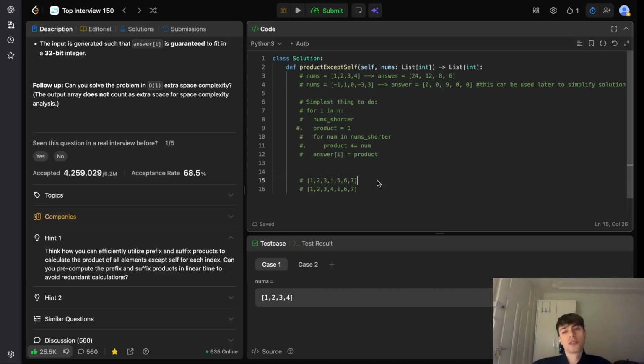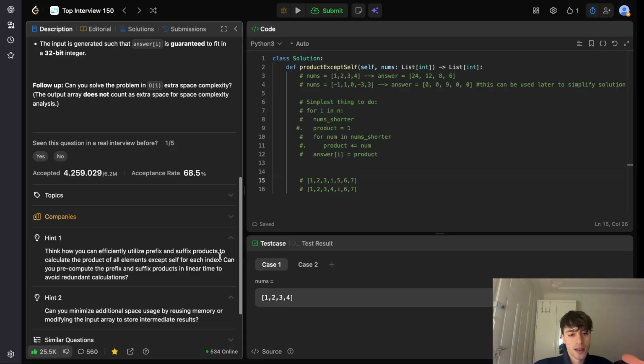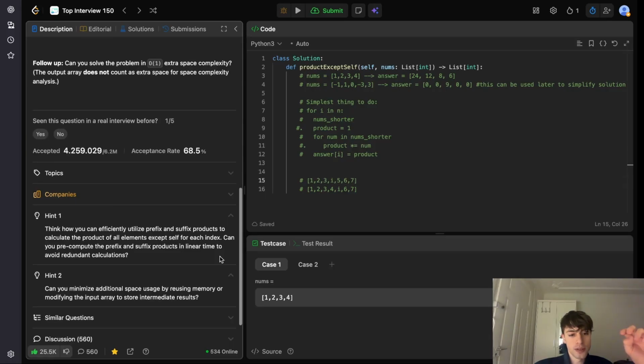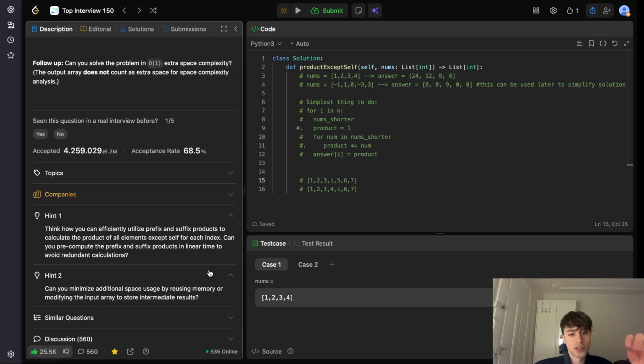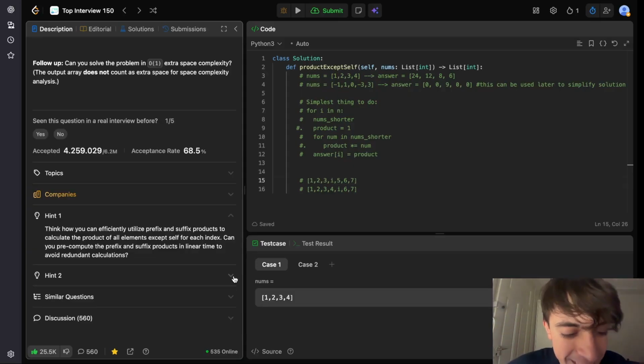All right, guys, just because it's the first time that we use this new approach, let me use also hint 2. And from the next time on, we'll work on the solution dedicating much more time. Can you minimize additional space usage by reusing memory or modifying the input array to store intermediate results? I think that this is related to the follow-up. So it's not useful. Okay, fantastic.